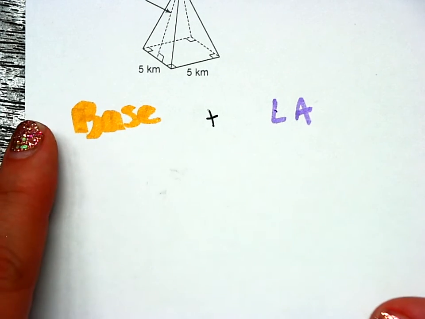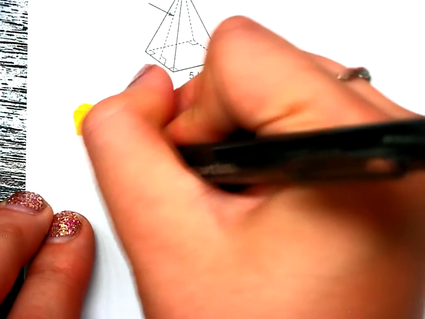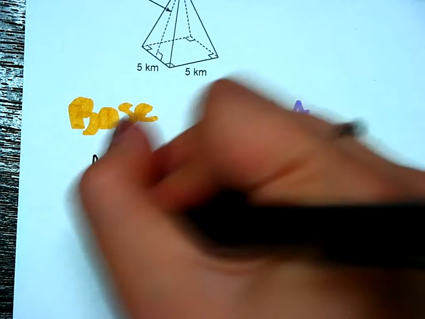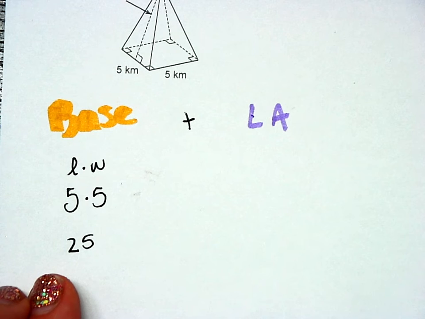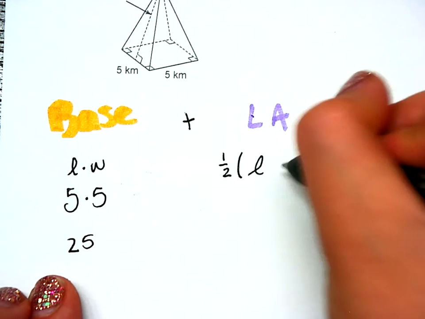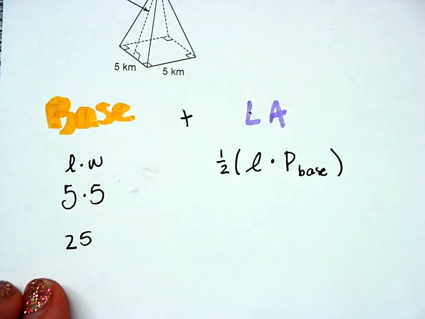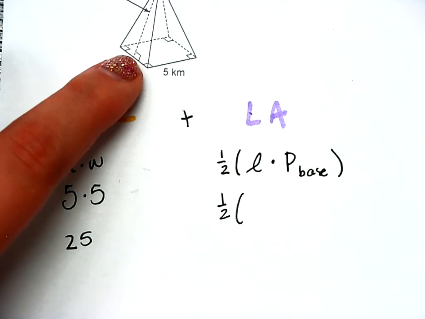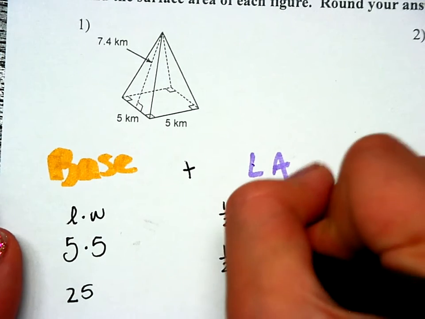Okay, let's find the base first. So the base is just a square, so that's length times width, and that's just 5 times 5, that gives us 25. So we're halfway done. We already found the base. Now, using our formula, we need 1/2 the slant height times the perimeter of the base. So let's find those values. We know this is 1/2. The slant height here is given. That's the height up against the edge, and that is 7.4.